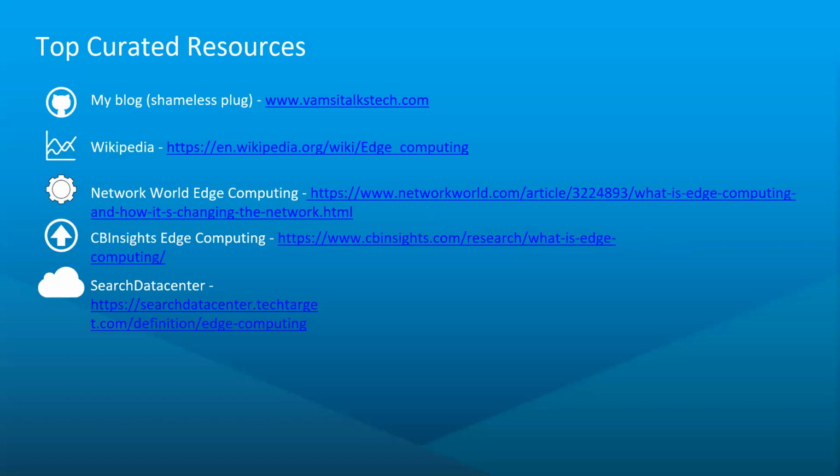So number one, these are some resources for you all to look at. I write about this in my blog. The thing I try to do is keep my blog very topical and real world, right? So check that out. Check out the Network World, Wikipedia, and CB Insights as well. And you'll see more and more about edge computing in the months and the years to come, right?